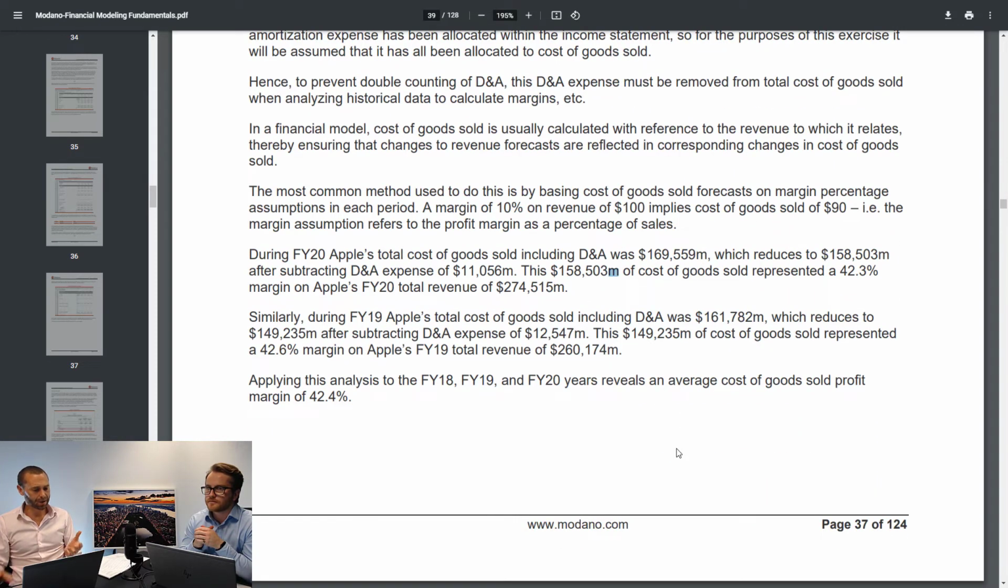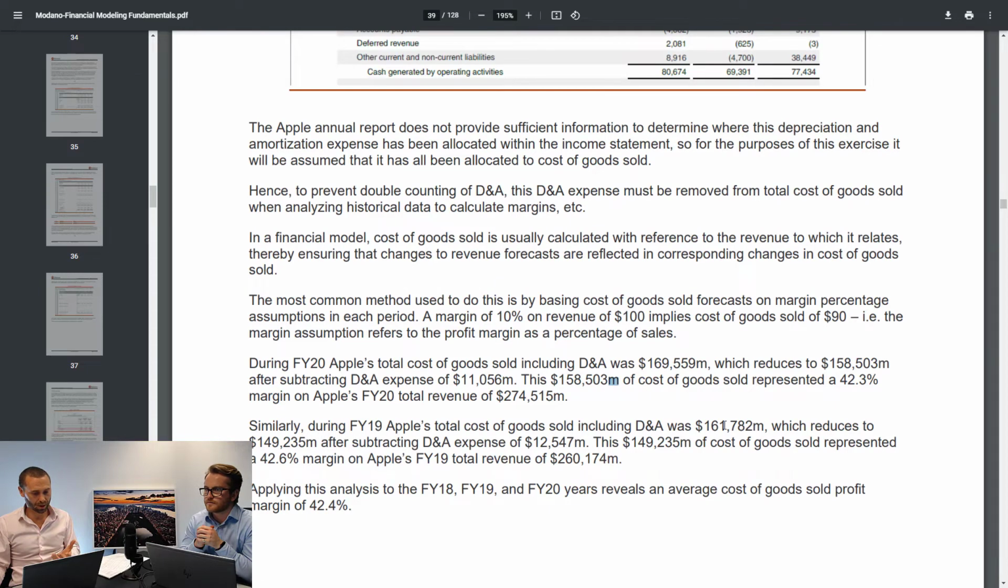So if you look back and you do that also for 2019, Apple's total cost of goods sold was 161,782. Their D&A was 12,547, which reduces their COGS to 149,235.